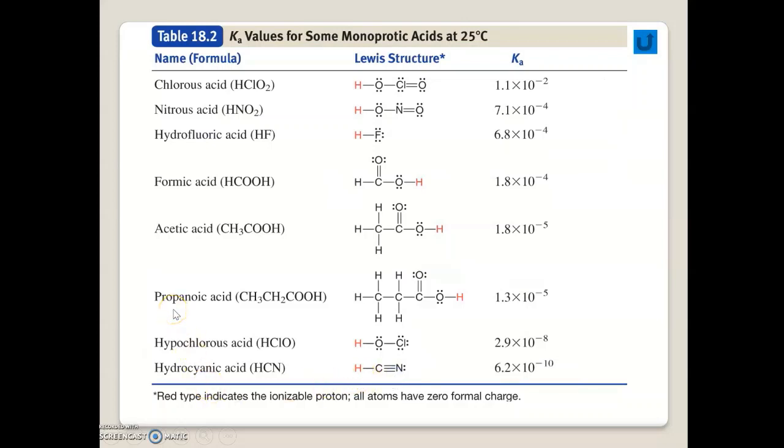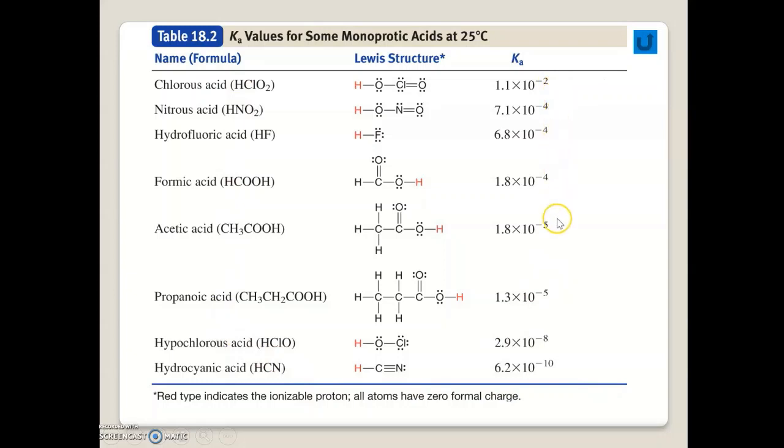In this table, we have a list of weak acids: chlorous, nitrous, HF, formic, acetic, propanoic, until hydrocyanic acid. They are all weak acids. How do we know that they are weak acids? Because they have an acid dissociation constant, a Ka value. Among weak acids, there will be one that is stronger than the others and one that is weaker than the others.